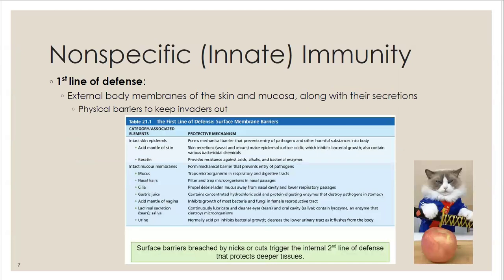So again, the first line of defense relies on physical barriers such as the skin and mucous membranes. These barriers, along with their secretions, help prevent pathogens from entering the body. You can find this table in your book, but I would recommend looking at this table a little bit more in detail to understand what the first line of defense entails.